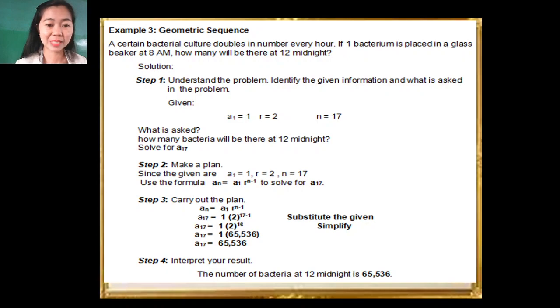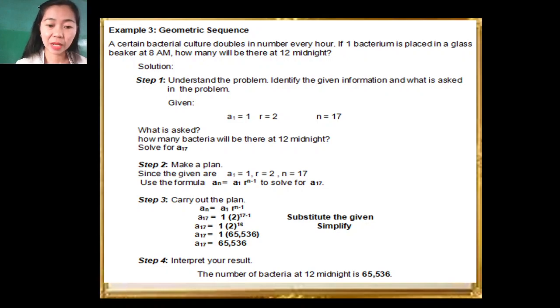So we have a sub 17 equals the first term 1 times the quantity of 2, which is your common ratio, raised to a power n, the number of terms 17 minus 1. So simplifying your exponent, 17 minus 1 is equal to 16. Then, simplify your exponential term, 2 raised to 16. 2 raised to 16 is equal to 65,536. Kung wala kayong scientific calculator, paulit-ulit nyong imumultiply yung 2, 16 times.